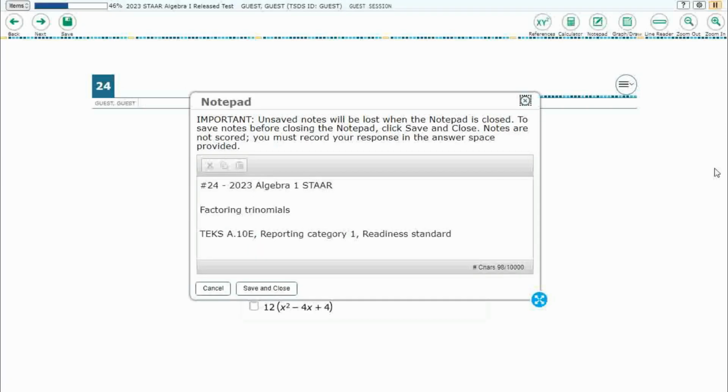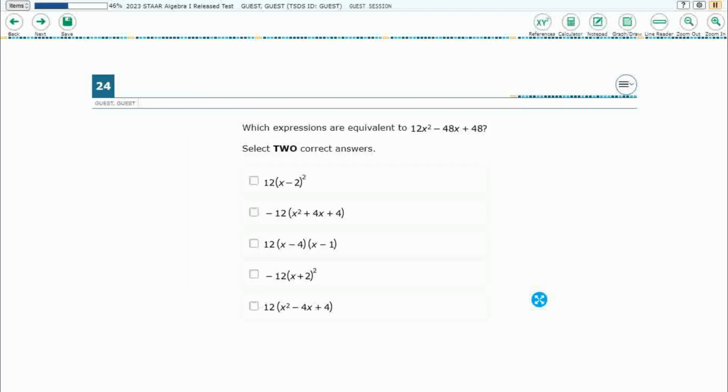So for number 24, we are factoring trinomials. This is TEKS 8.10e, reporting category 1. It is a readiness standard. Notice it's multi-select. So if I select two answers, I cannot select a third. So it's only going to let me select two, and if I just select one, try to move on, it is going to say error.